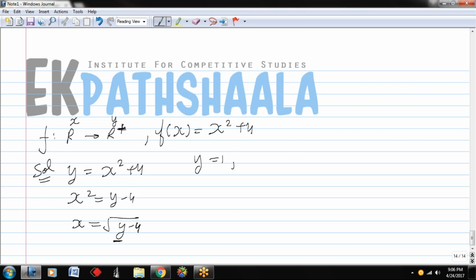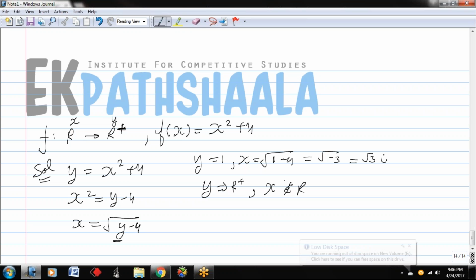This is to be done in rough work, you don't have to show this. 1 minus 4. What is 1 minus 4? That is minus 3. Root of minus 3. So it will become what? Root 3 iota. Therefore, I can see that for this, the y's are positive, but x does not belong to real. Yes or no? That means it is not an onto function, because for some values of y, x is not getting real.